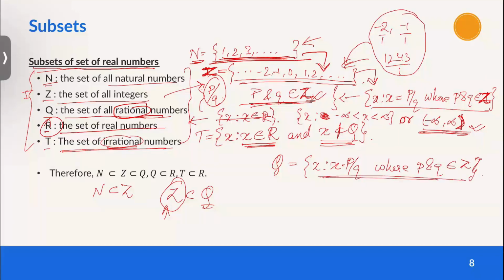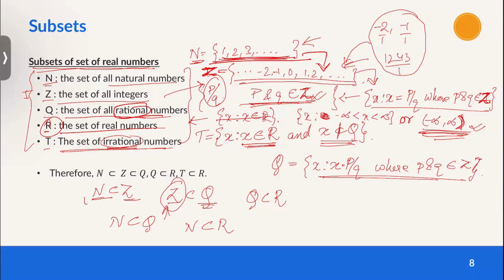Now all the numbers in this set are real numbers, because real numbers are all the numbers we can think of, from minus infinity to plus infinity. So Q is a subset of R. Now here is something interesting to note. Since N is a subset of Z and Z is a subset of Q, N will be a subset of Q, or N will be a subset of R, right?